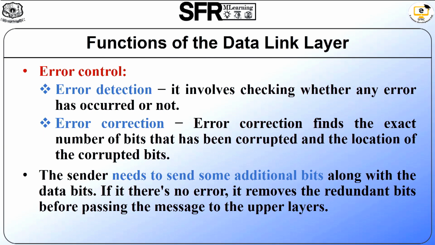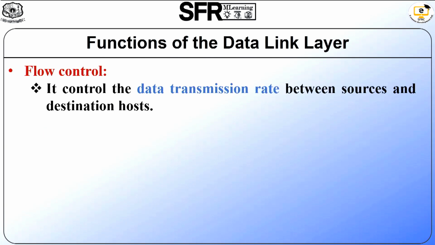Next is error control. After checking the checksum value, it determines whether the transmitted data has any error or not, and it is also the functionality of this layer to correct the error. This layer finds the number of bits that are corrupted and also the location of the corrupted bits, and after that it corrects the error, that is, it removes the error and transmits the original data to the user. This is the functionality of the data link layer.